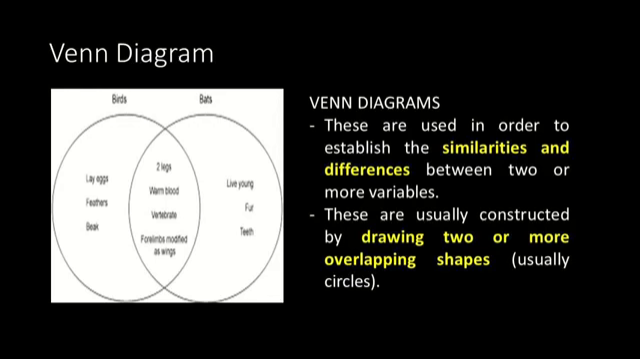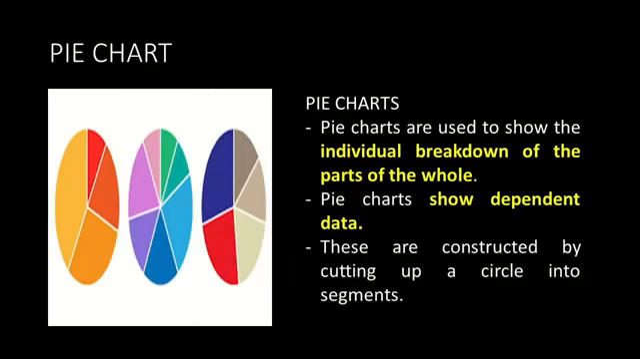Now you might ask, can we assign more than 2 variables to a Venn diagram? Of course. Again, you can use 2 or more overlapping shapes. So if you have 4 or 3 variables, then you can still use 4 overlapping circles, or 4 overlapping shapes if you want to use other polygons.